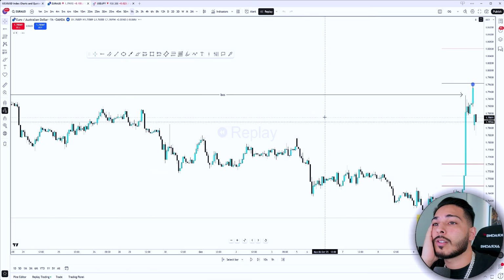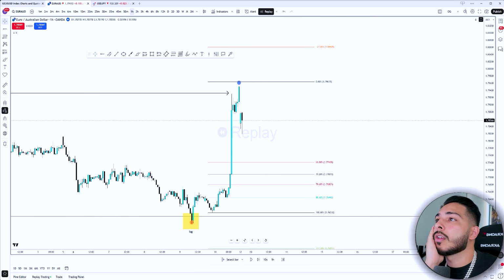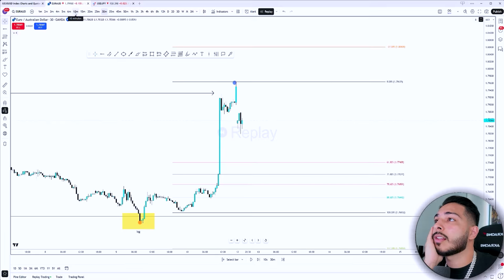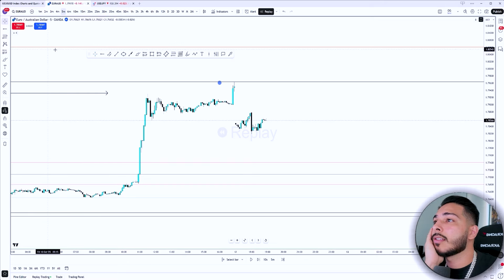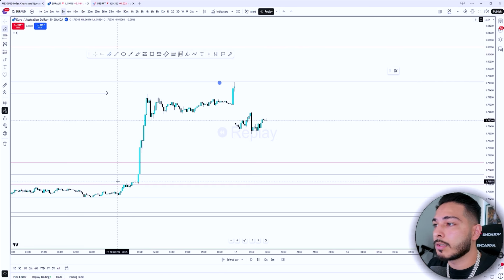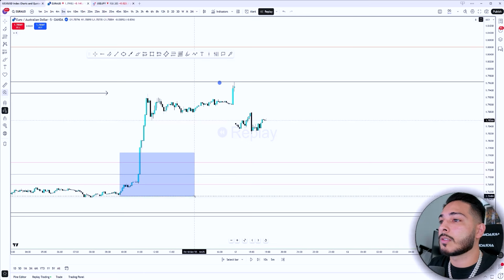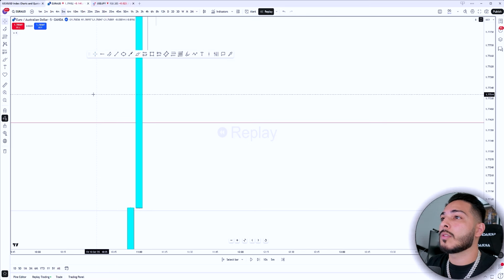All right, so that was that. And then when we started scaling down to the lower time frames, I noticed that there was an imbalance in this range right here. Let me zoom in for you real quick. I noticed we had an imbalance up in here.